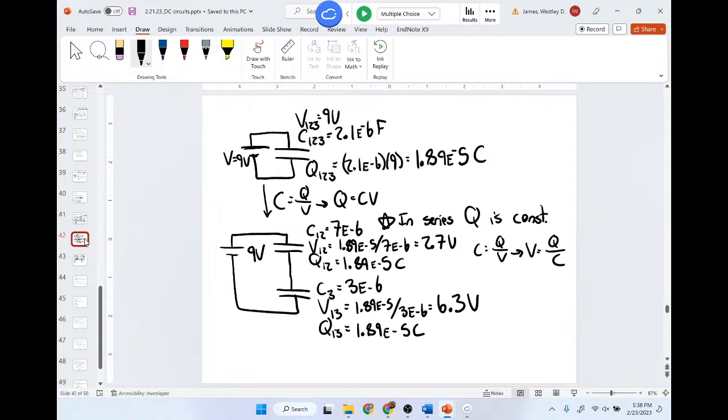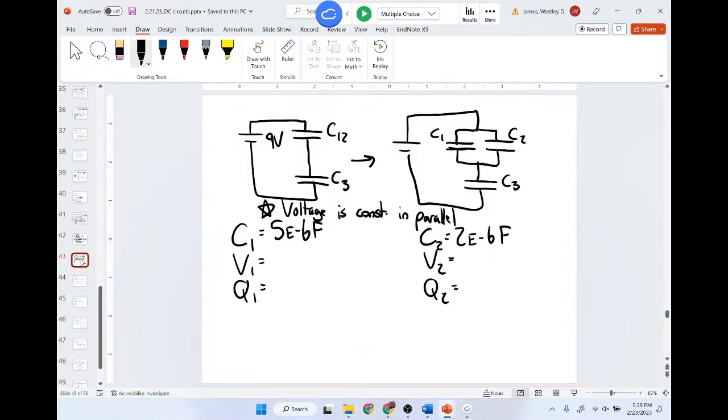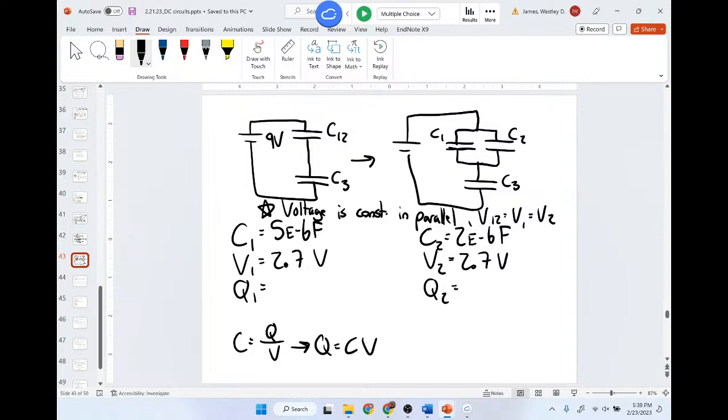So we can take our voltage from the last one, V12, 2.7 volts. So V12 equals V1 equals V2. So 2.7 volts, 2.7 volts. C equals Q over V, Q equals CV. So we're going to multiply those out.